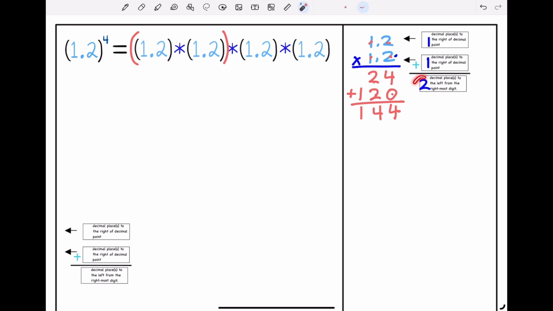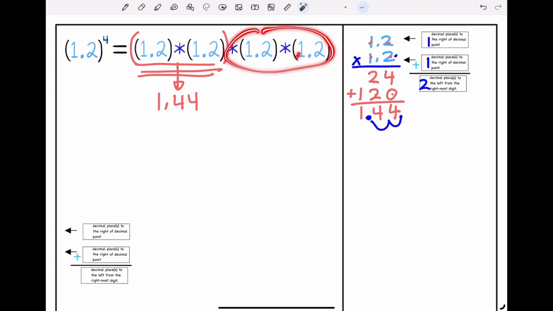Now we're going to use this number in our next step. We're going to start from the very right digit and move 2 decimal places to the left. So we're going to start here at the very end, and move 2 decimal places to the left, and we get an answer of 1.44. So that means we're going to replace these 2 1.2s with its answer of 1.44. And we still have 2 1.2s left.